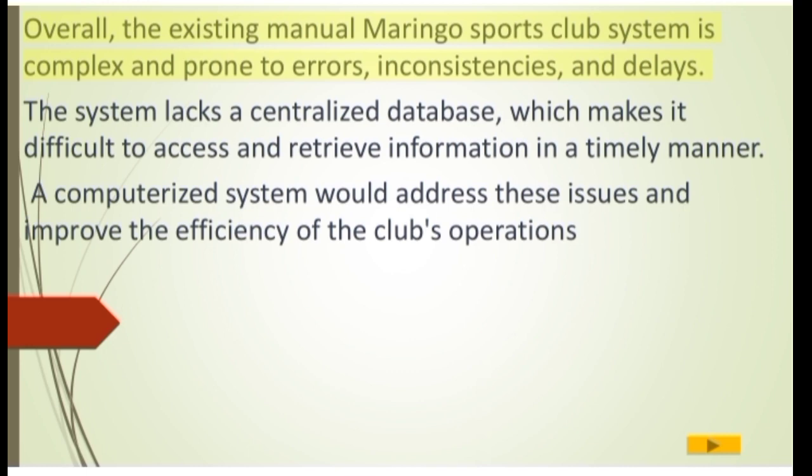Overall, the existing manual Maringo Sports Club system is complex and prone to errors, inconsistencies, and delays. The system lacks a centralized database, which makes it difficult to access and retrieve information in a timely manner. A computerized system would address these issues and improve the efficiency of the club's operations.